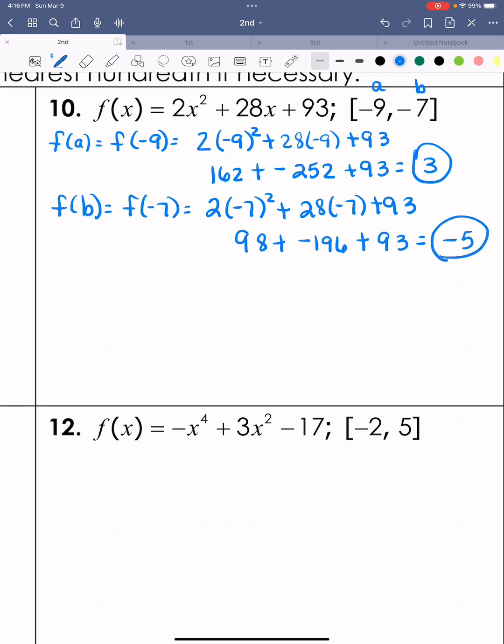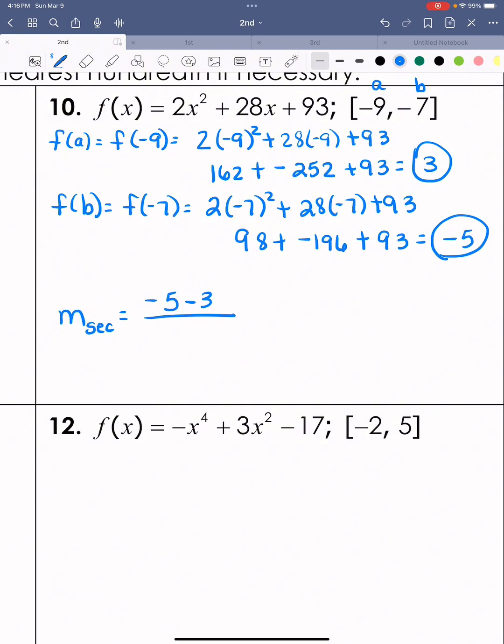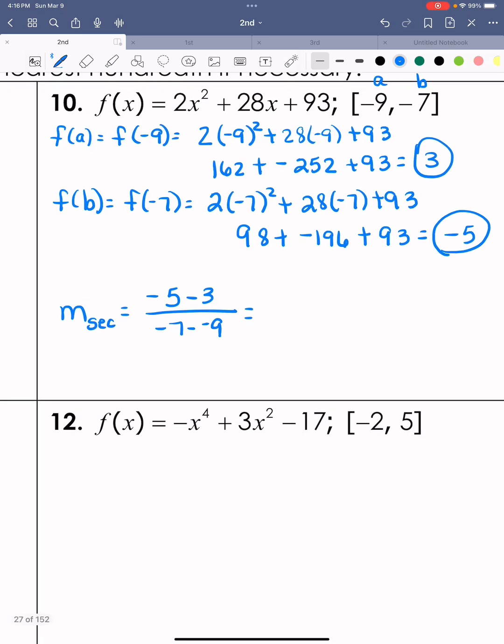Now I'm ready to fill in. So the slope of my secant is equal to f of b, which was negative 5, minus f of a, which was 3, over b, which was negative 7, minus a, which is negative 9. Negative 5 minus 3 is negative 8. Negative 7 plus 9 is 2. And when this simplifies out to negative 4, that is your slope.